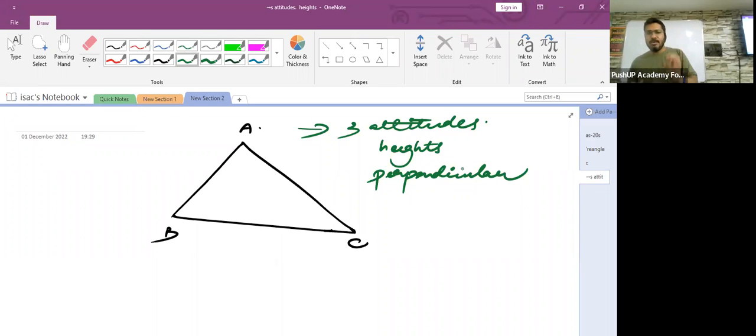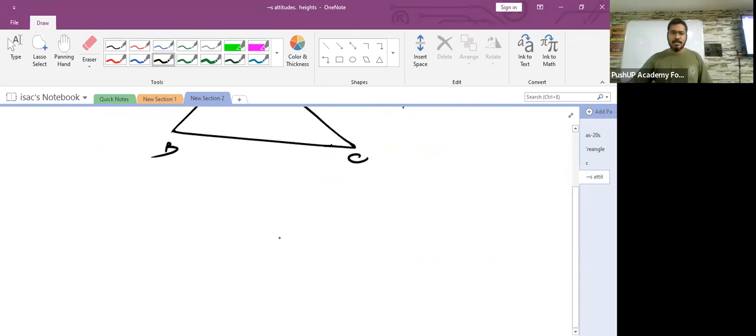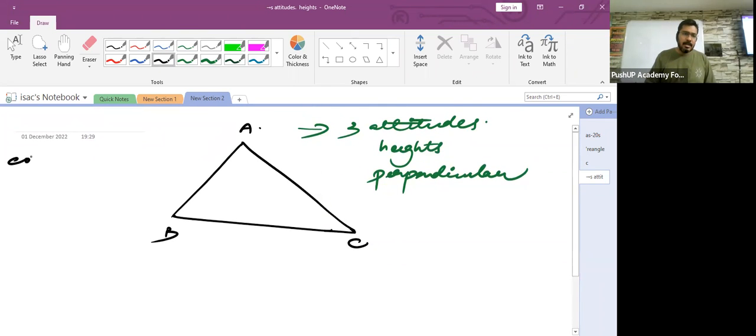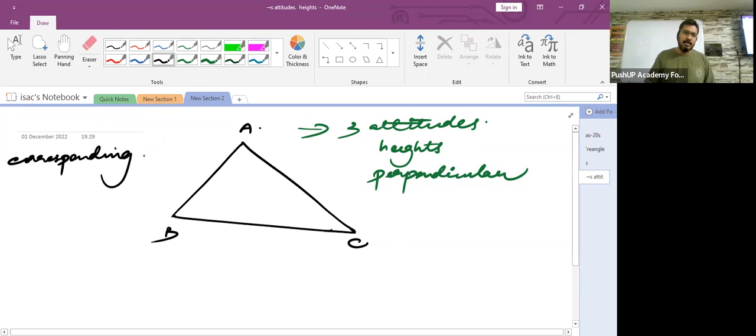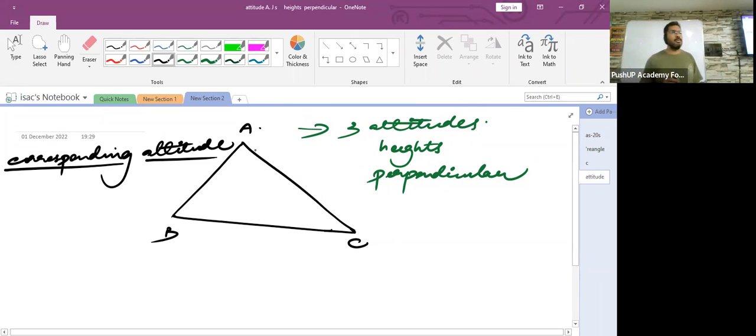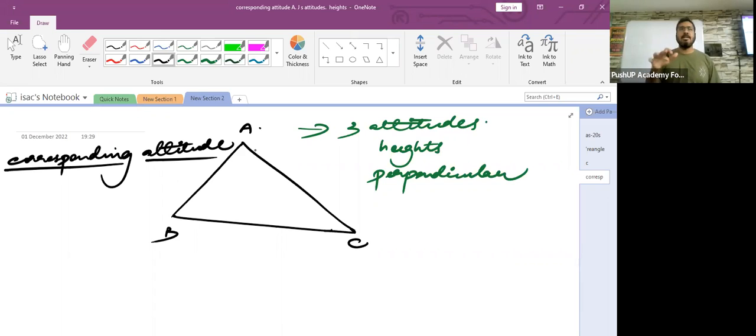For that, you need to understand one important keyword, children. The keyword is corresponding height, or simply speaking, corresponding altitude. You need to know the meaning of this term, corresponding altitude. There is a lot of significance to this word corresponding, because most children don't understand why we use the word corresponding.